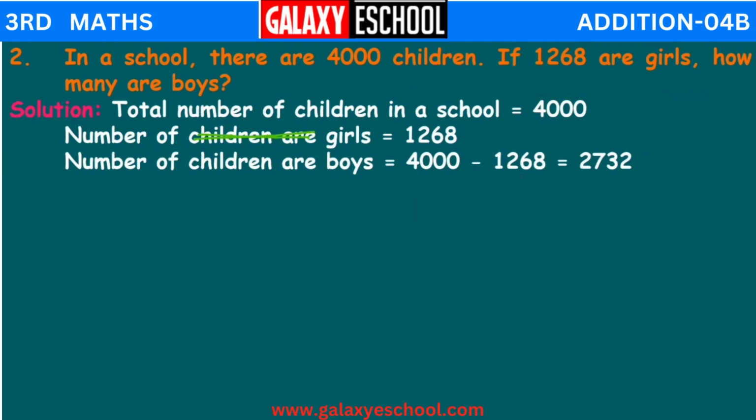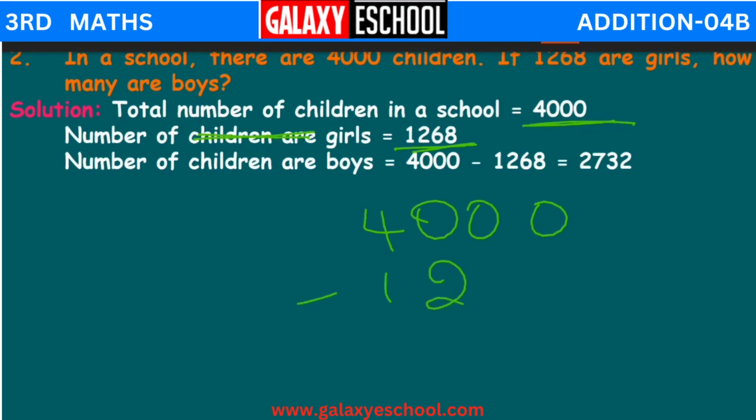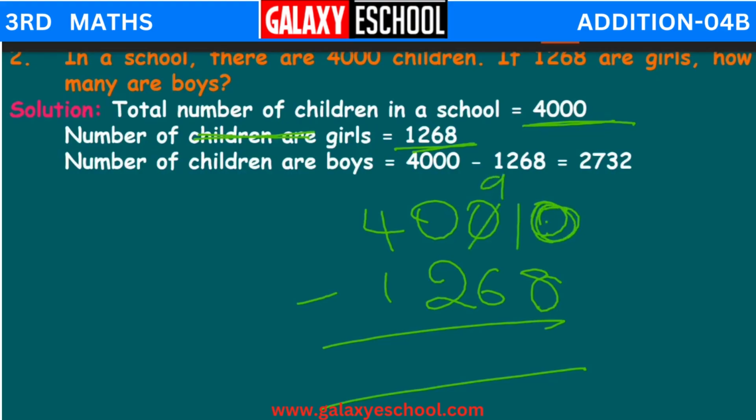How are we finding it? We are subtracting the addend from the sum. 4,000 minus 1,268. How do we do this? This is 0. We cannot subtract 8 from 0. So we borrow from the zeros, and after borrowing, 0 becomes 9, this 0 becomes 9, and the 4 becomes 3.